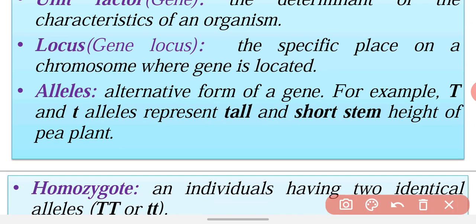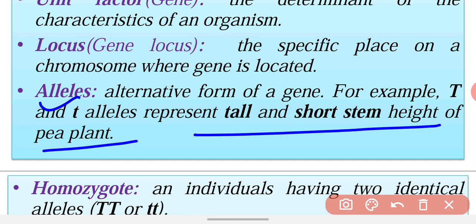Next one is alleles. Alleles are alternative forms of a gene, for example, capital T and small t alleles represent tall and short stem height of the pea plant. You know that the different characters used as the seven opposite characters in Mendelian inheritance are also known as alleles.